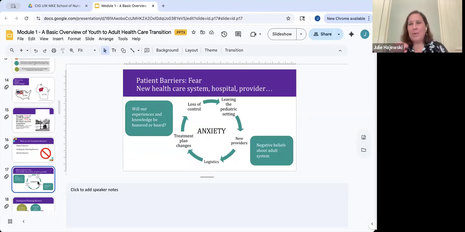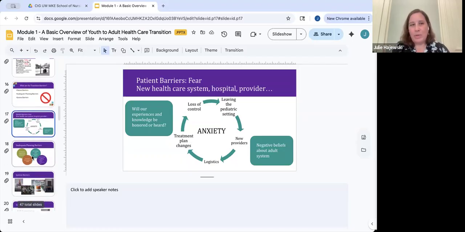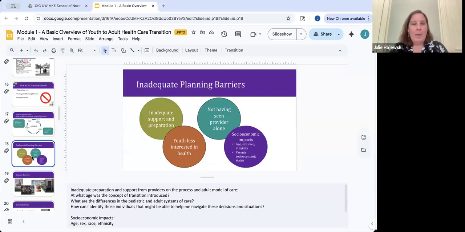And all of those things wrap up into negative beliefs about the adult system. They all build together into that negative connotation that we really have to work with families on, helping to reframe if we can and help them find positive experiences. When we talk about inadequate planning barriers, they really focus on these four areas.